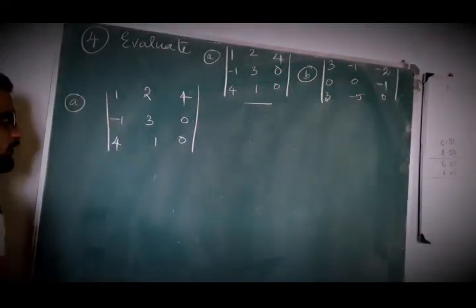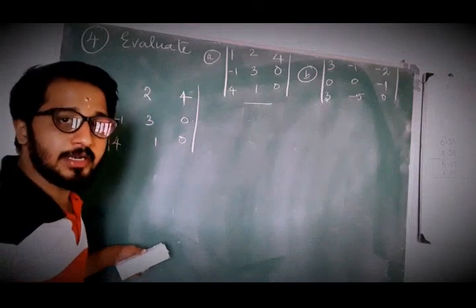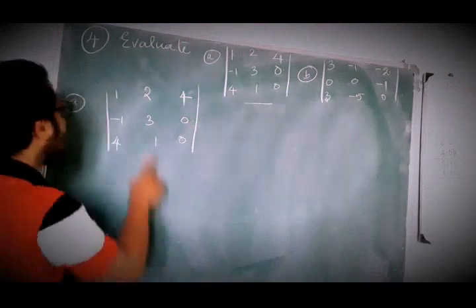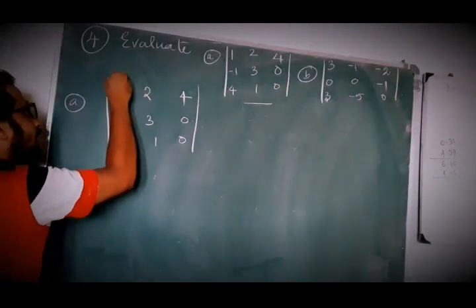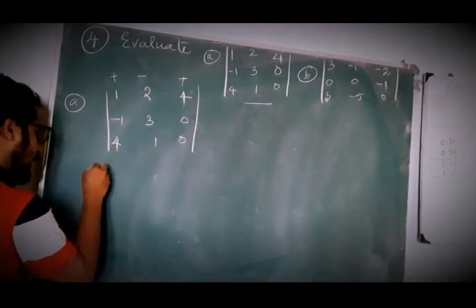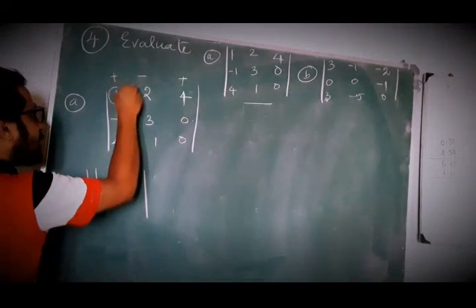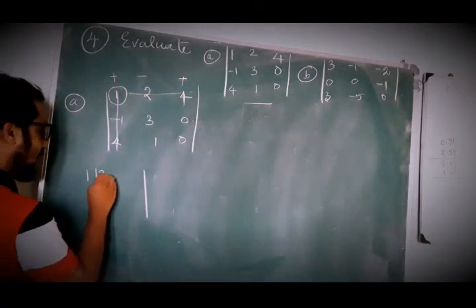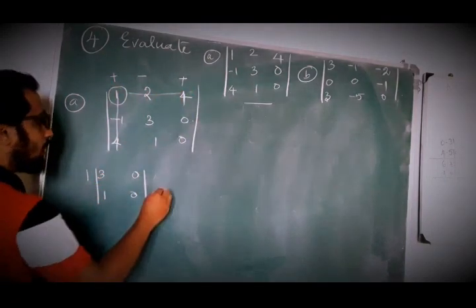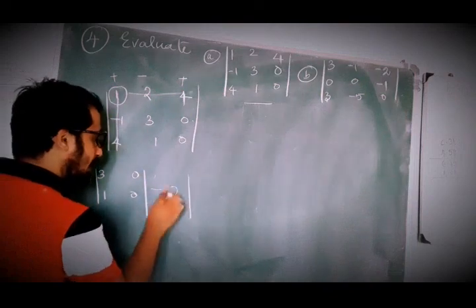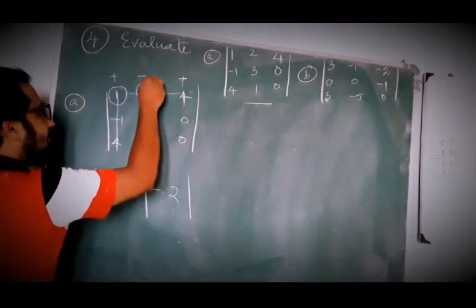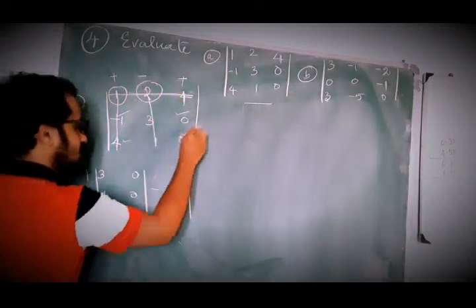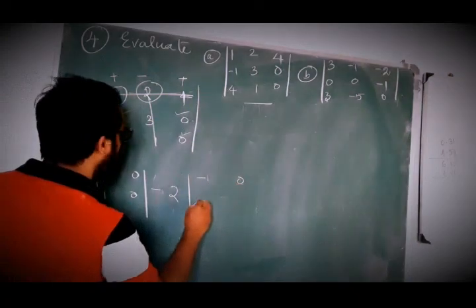Now, I have told you that for a 3 by 3 matrix, how to find the determinant? Expanding with respect to the first row, alternating plus minus. So, 1 into, which element? First element, excluding its row, excluding its column. That means 3, 0, 1, 0. Minus 2 into, this element excluding its row and column, remaining elements minus 1, 0, 4, 0.